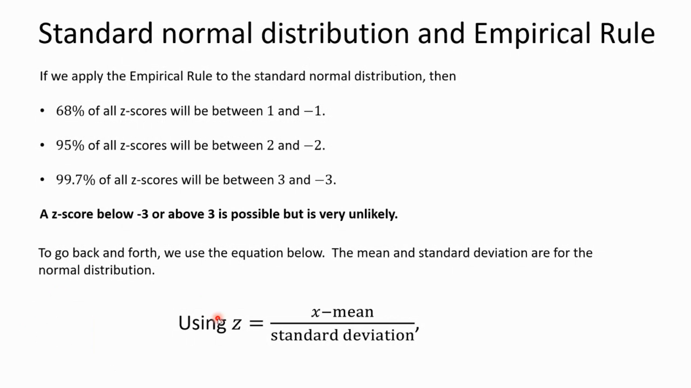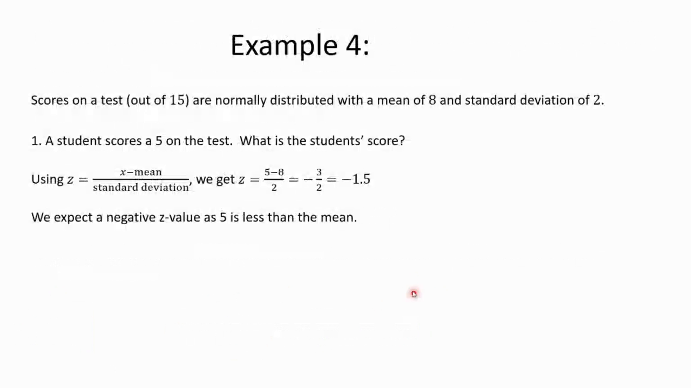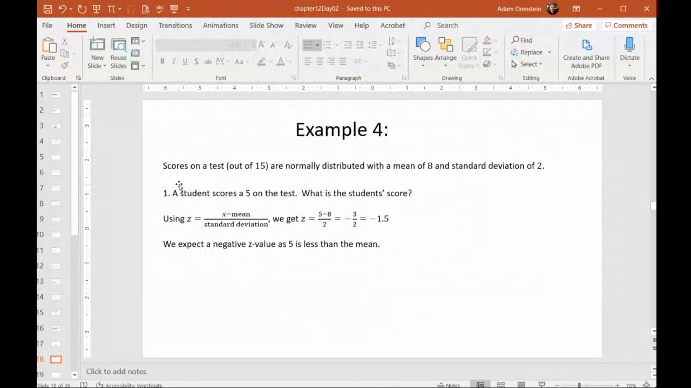All right. But again, we can go back and forth using this. We can calculate the z-score. So for an example, let's suppose we're in that case where you have a test. The scores are out of 15. The scores are normally distributed with a mean of 8 and a standard deviation of 2. Let's just say we're doing that.